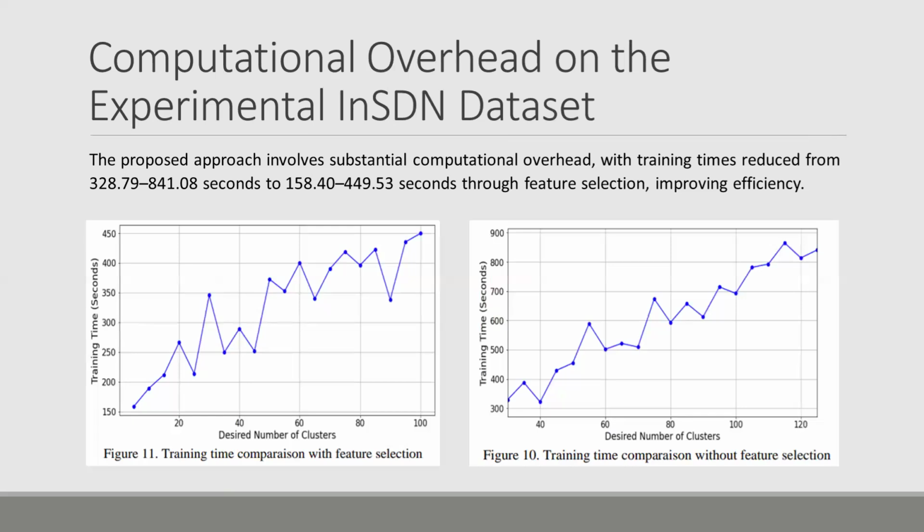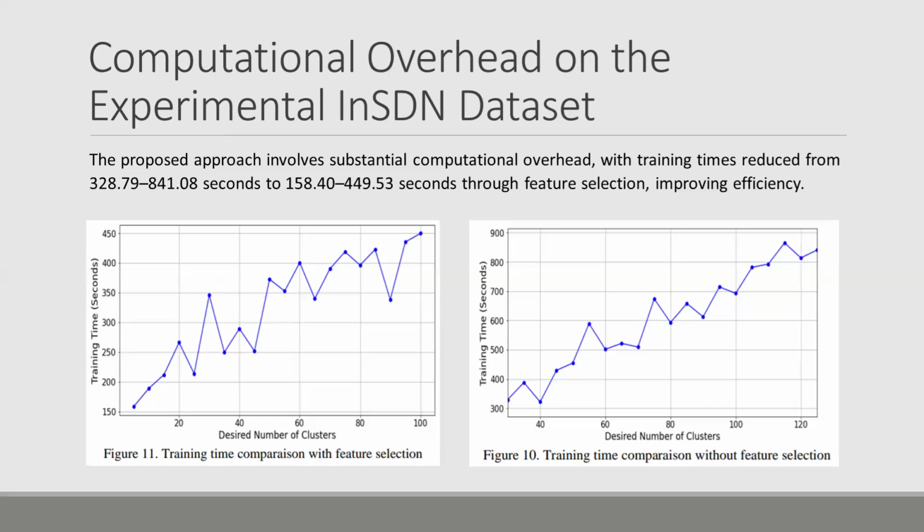Our approach shows excellent performance across multiple network traffic classes, but it involves a computational cost. For the InSDN dataset, the overhead arises from the multi-step process used to construct models for each k value and select the model with the highest accuracy. As shown in this figure, training time generally increases with the desired number of clusters.